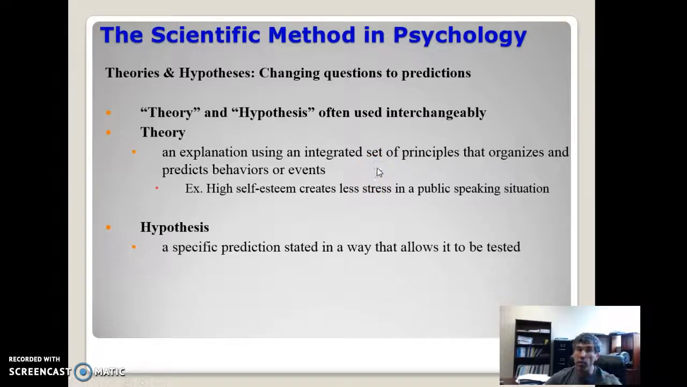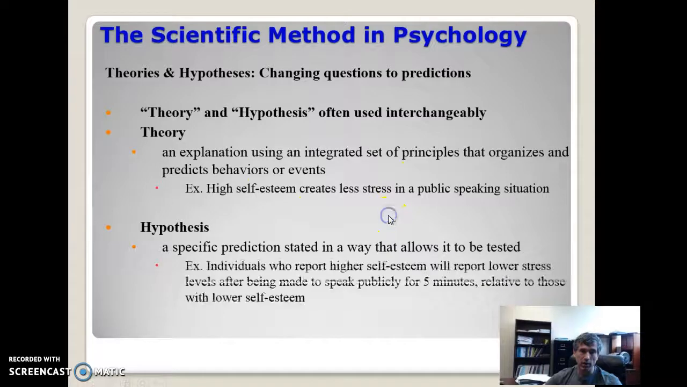A hypothesis, on the other hand, differs from a theory in that it's a little bit narrower and a lot more specific. Generally, hypotheses are expressed in terms that are more testable. So here we have self-esteem, we have stress. We haven't really figured out how we're going to represent those things. A hypothesis might take that theoretical idea and change it like this.